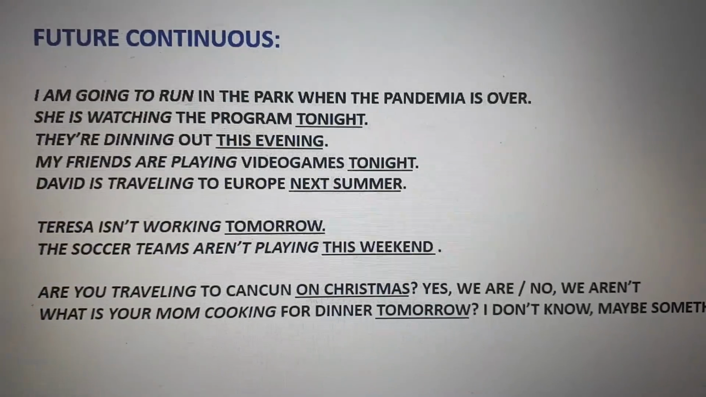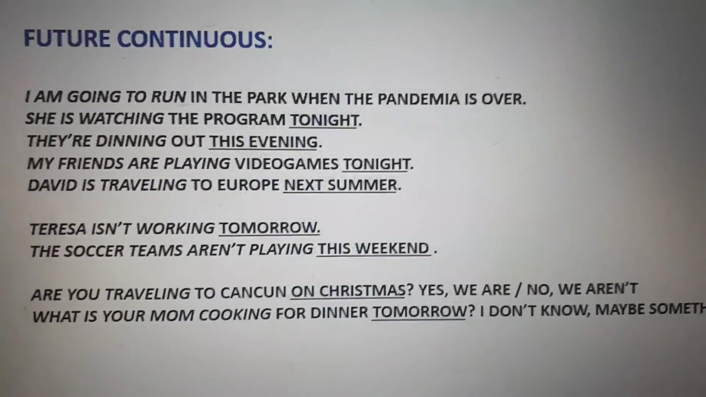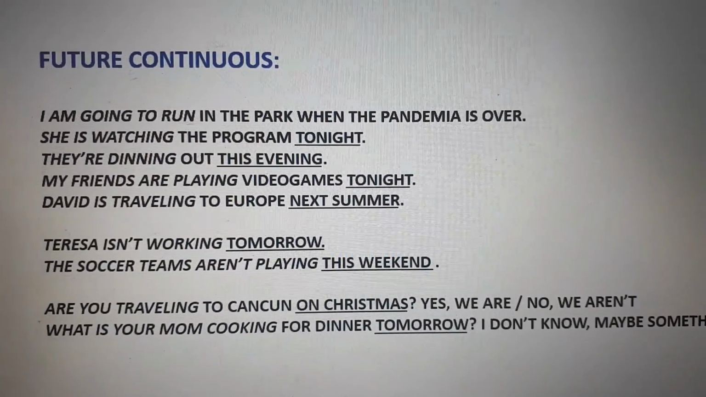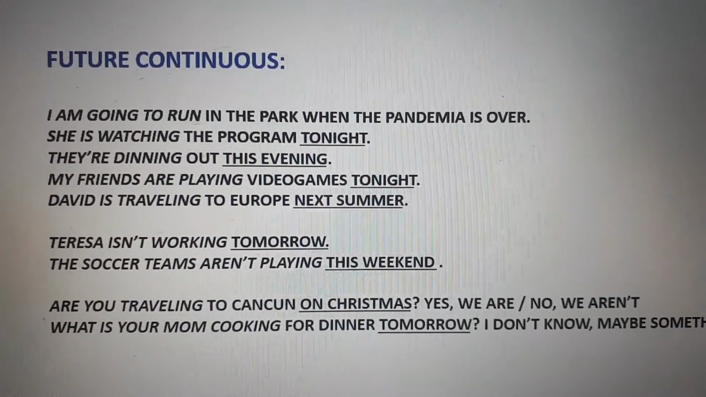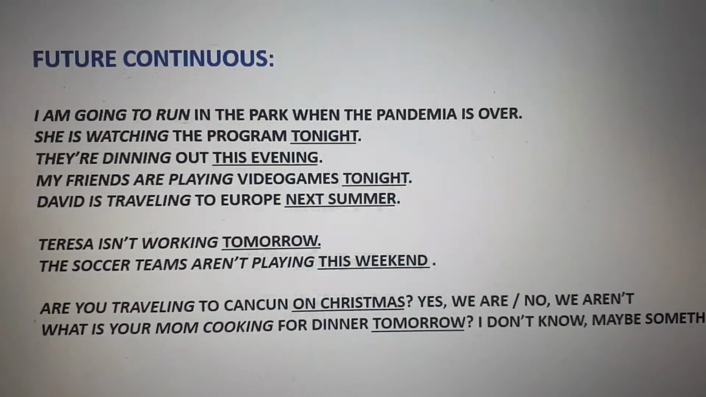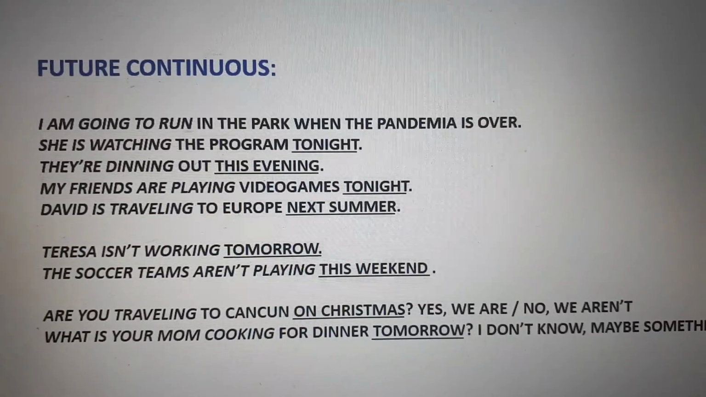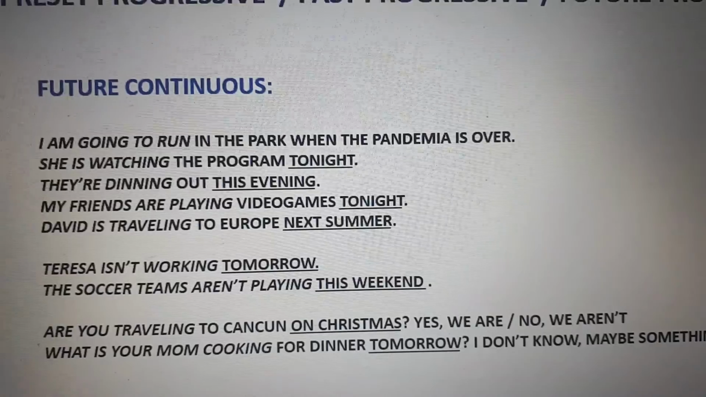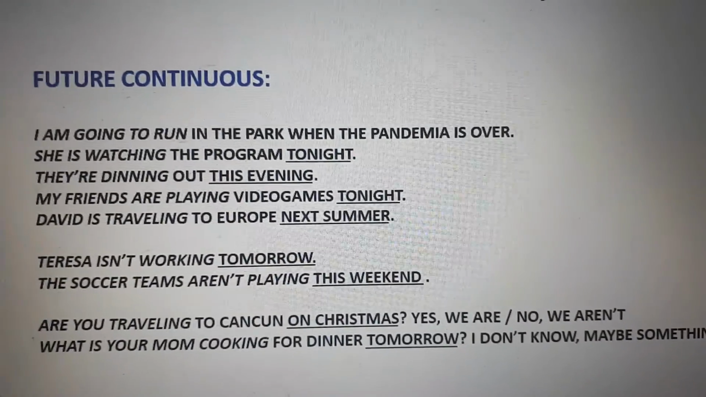And remember that the question begins with the auxiliary, okay? So we have some examples. I am going to run in the park when the pandemic is over. She's watching the program tonight. Es una forma de decir estará viendo el programa en la noche. They're dining out this evening. Estarán yendo a cenar esta noche. My friends are playing video games tonight. Estarán jugando esta noche o a la noche. David is traveling to Europe next summer.